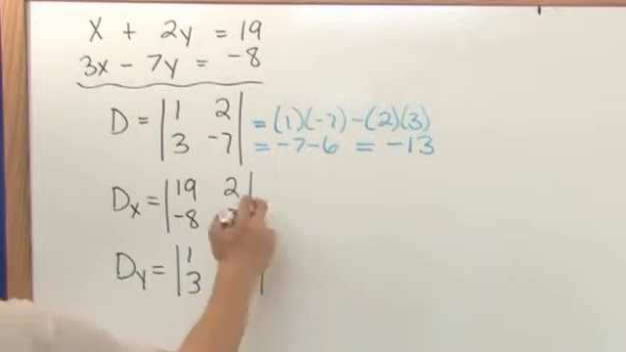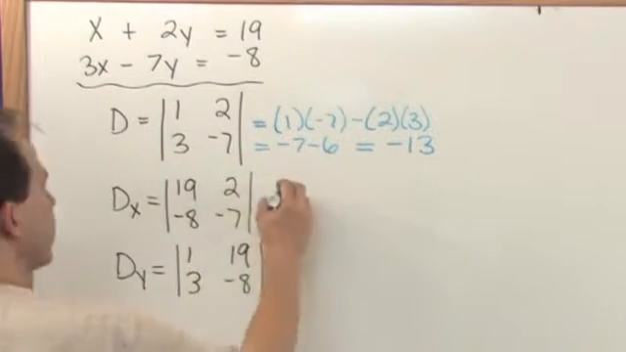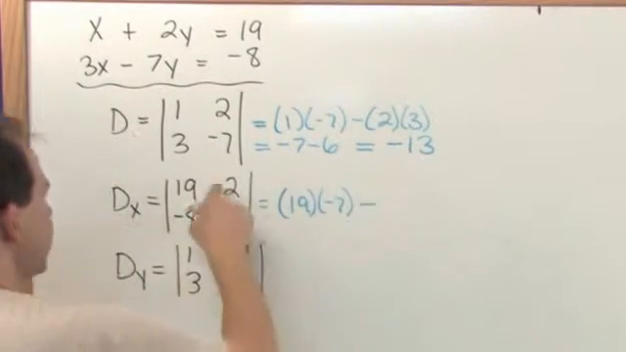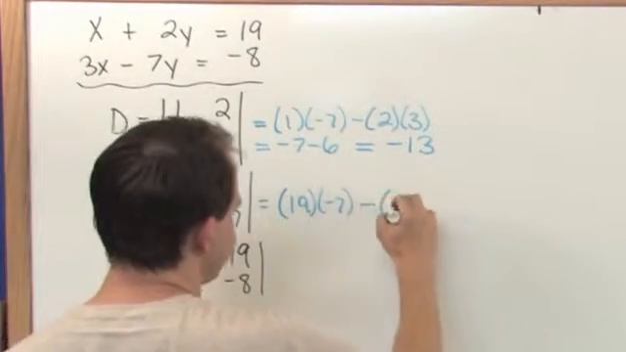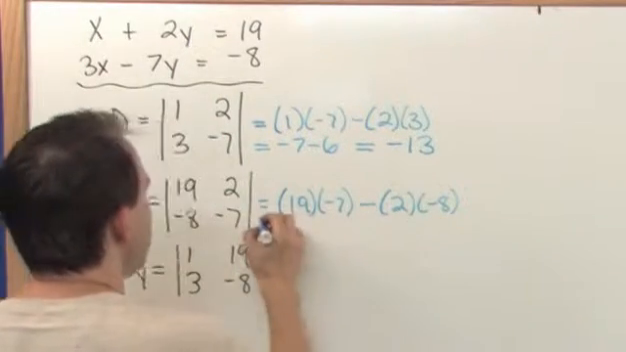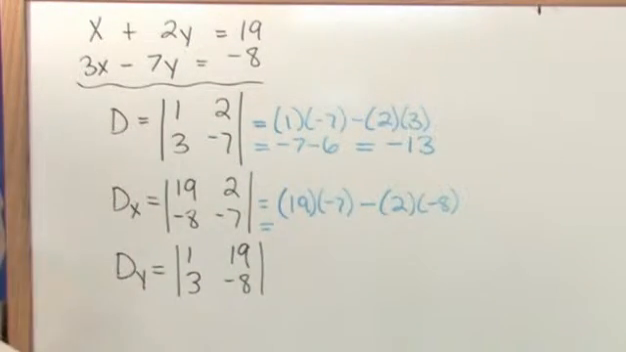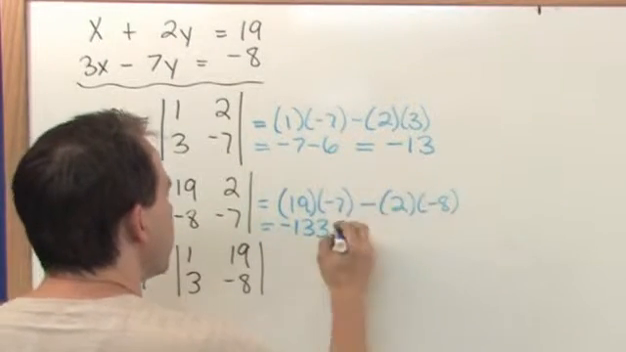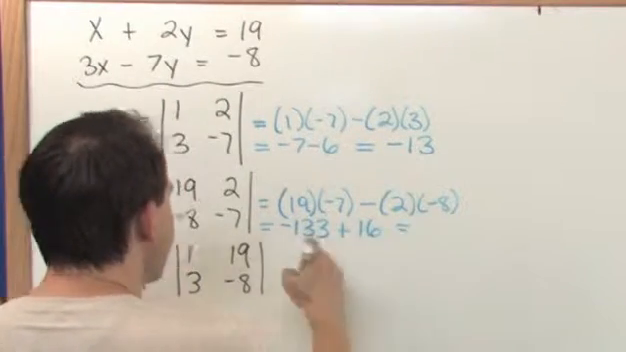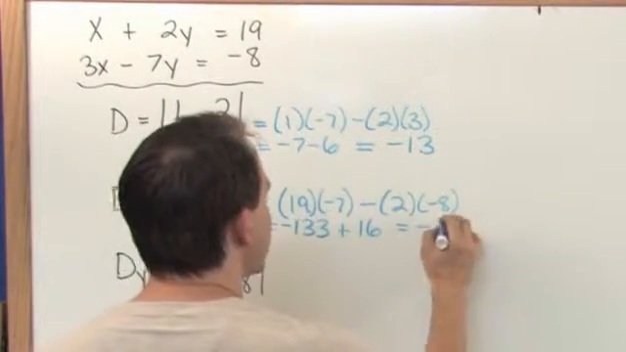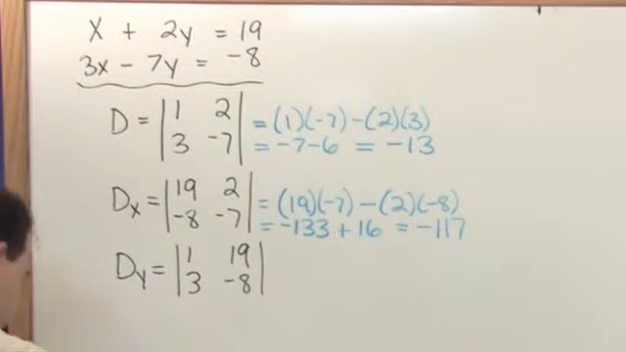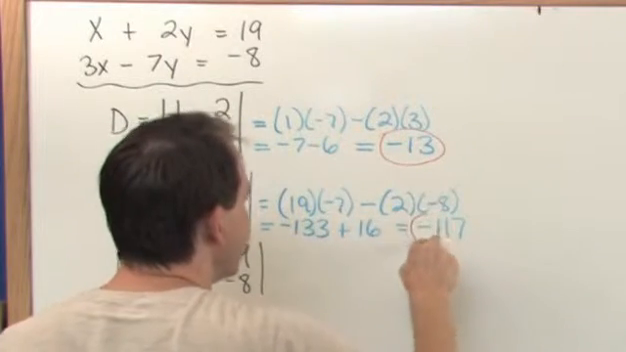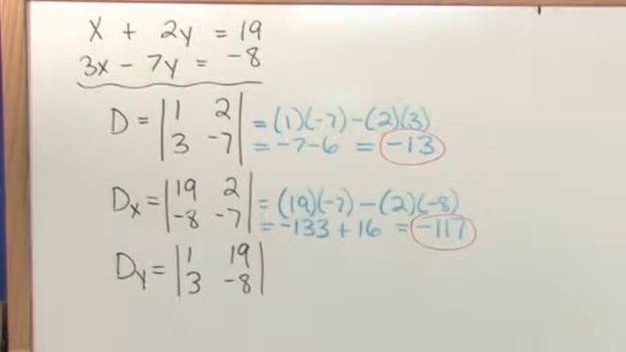Okay? Now for this one, doing your X like this, you're going to have 19 times negative 7 minus, doing your X this way, 2 times negative 8. Now 19 times negative 7, on the calculator, is negative 133. Negative times negative gives me positive 16, and when you take negative 133 plus 16, you're going to get negative 117. Okay? So let me circle some important points here. This is the determinant we care about up here. This is the determinant that we calculated right here.